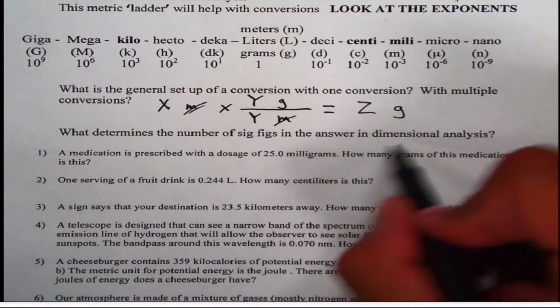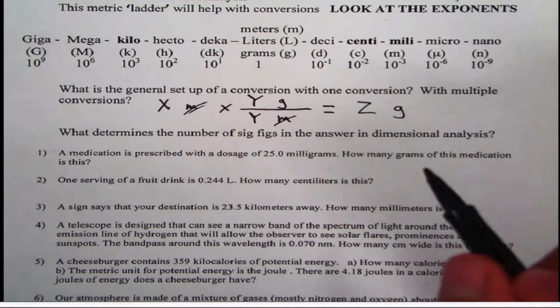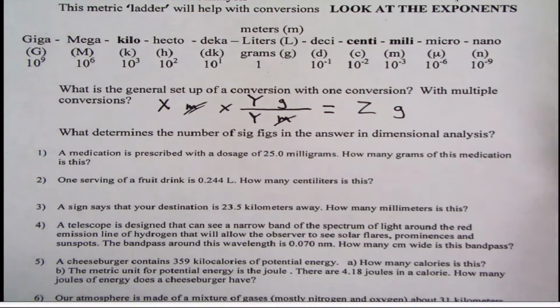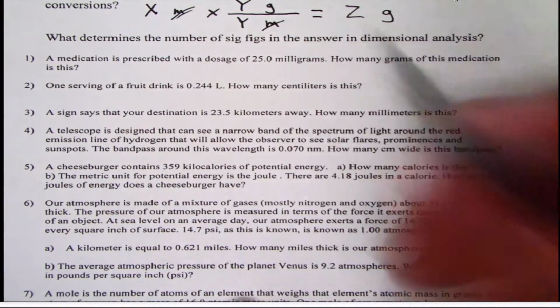So remember, significant figures in dimensional analysis: it's all about the least number of significant figures because you're multiplying and dividing. So here's how it works out. Let's try a couple and make sure you know what you're doing. These should all be a little bit of review.